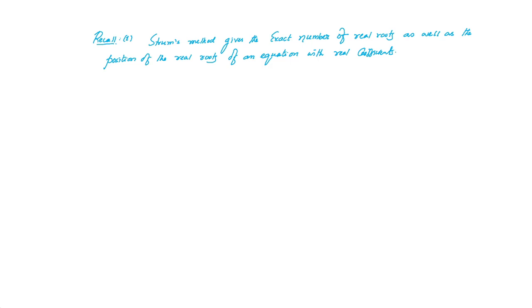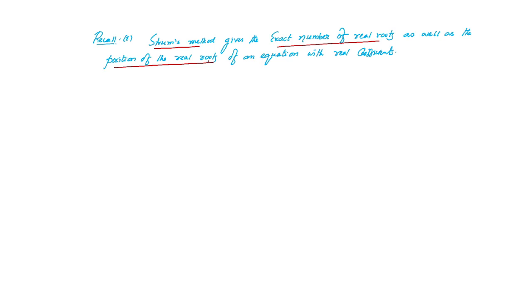So this is the main advantage of the Sturm function. If we use the Sturm function theorem or Sturm function, that means Sturm method, what we will see? We will see the exact number of real roots as well as the location of the real roots, the position of the real roots of a polynomial equation with real coefficient. But this was not the advantage in the Descartes' rule of sign. That's why Sturm function plays an important role always.